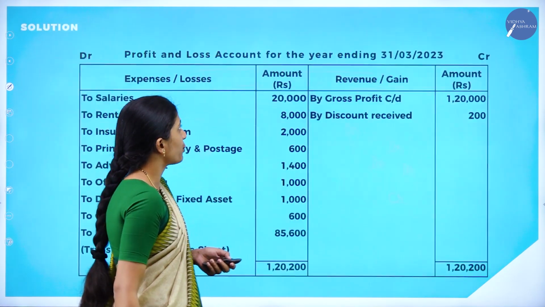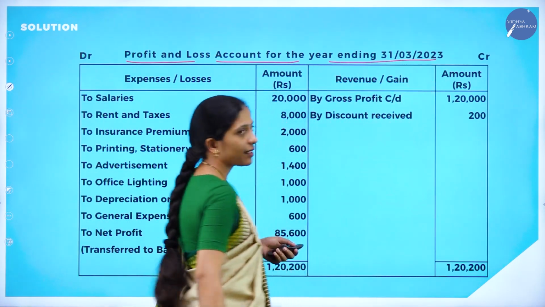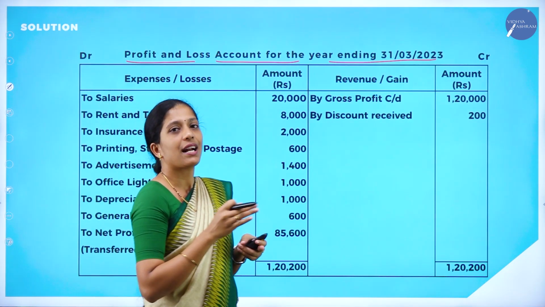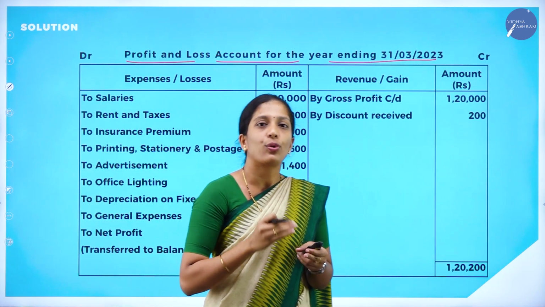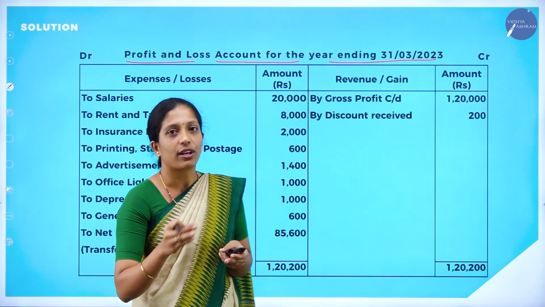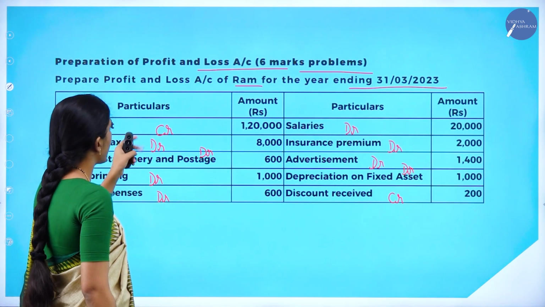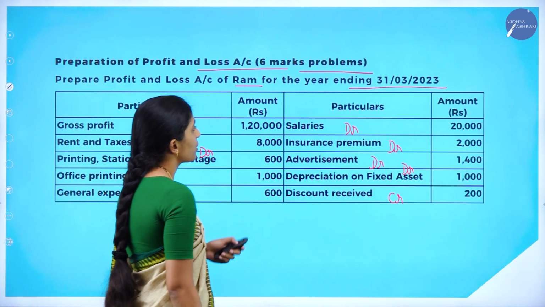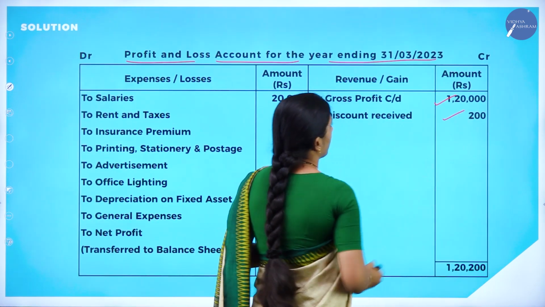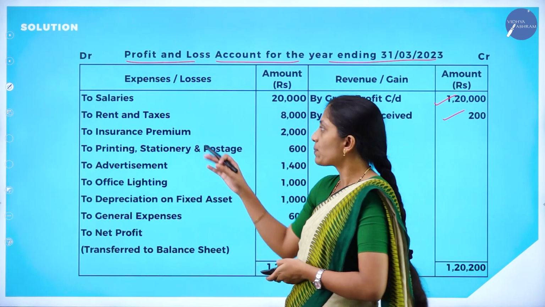So, let us see the solution here. We'll write the heading: profit and loss account for the year ending 31st March 2023. So what is the format? You have debit and credit side. Under the debit side, you have expenses or losses amount, and in the credit side, income or gain amount. So we shall write the items to be recorded in the credit side: gross profit and discount received. Gross profit is 1,20,000 and discount received is 200. So we are done with the credit side. Remaining all the expenses come in the debit side.